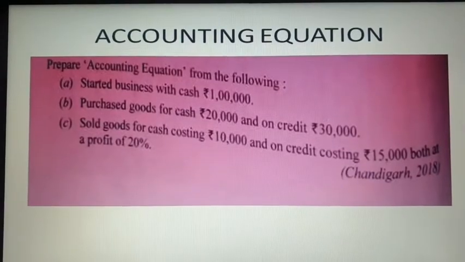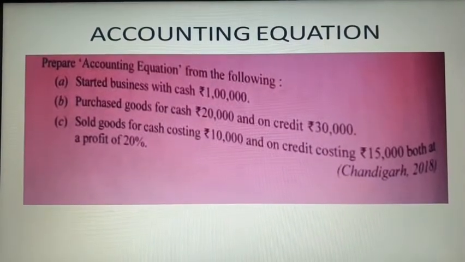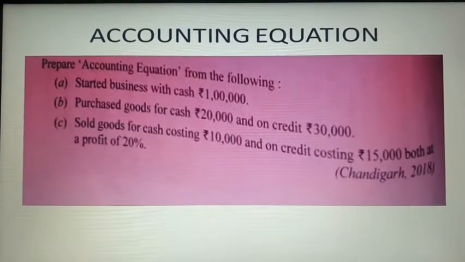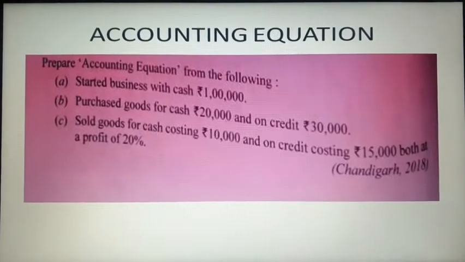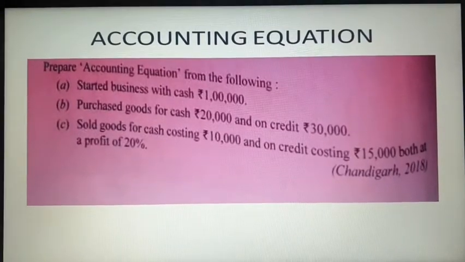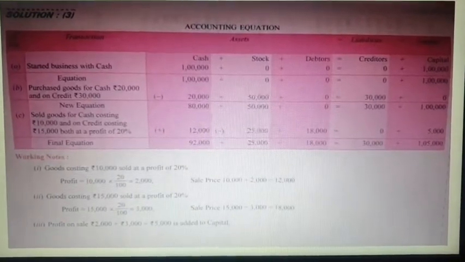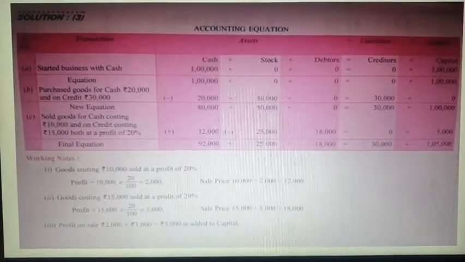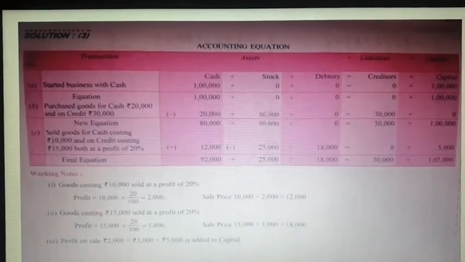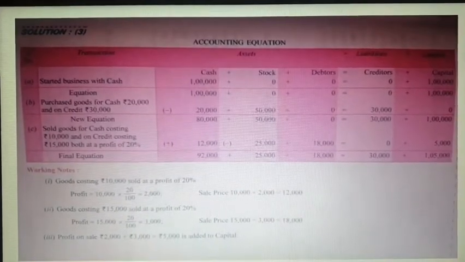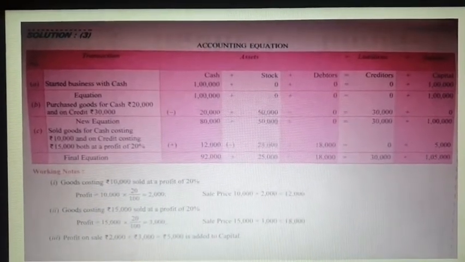There are three transactions here: prepare accounting information from the following transactions. In the next slide we'll see what will be the impact of these three transactions on asset, liability and capital. As I told you previously, in the first column you have to mention the serial number, then the transaction, then asset equals to liability plus capital.